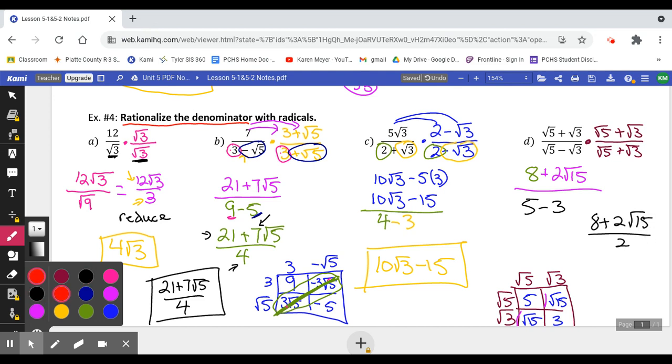Oh, can we reduce? Well, 8, 2, and 2 are all divisible by 2. So yes, we can reduce. So my final answer would be 4 plus 1 square root of 15, or just square root of 15. Done.